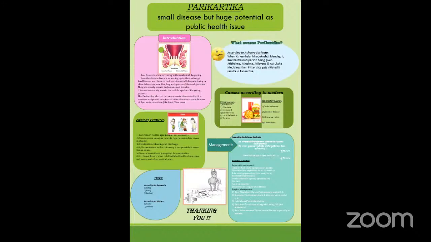In Basti Vyapad, Acharya Charak mentioned Parikartika when a Mrudukoshti, Alpadoshi person is given Ruksha and Tikshna Basti in large amount, then vitiated dosha causes a condition called Parikartika. Types of Parikartika: according to Acharya Kashyap in Garbhini Chikitsa Adhyay, they are Vataja, Pittaja and Kaphaja Parikartika. According to modern science, types of Parikartika are acute and chronic.